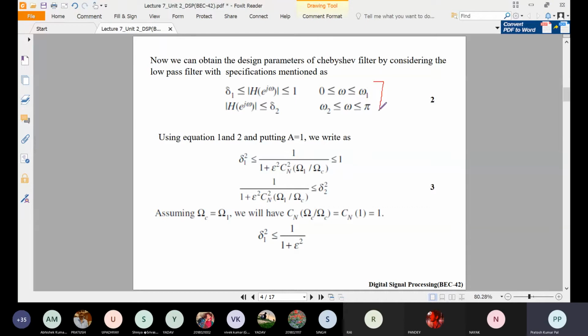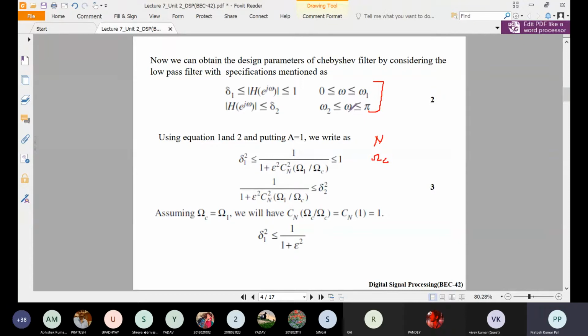And the generalized representation of the specification of a filter is given in this form. We have seen this also, where it ranges from delta 1 to 1, and it could be less than delta 2, that is the stopband attenuation. So once we know delta 1 and delta 2, from there we have to find out the value of n. Okay, and also the value of the cutoff frequency.